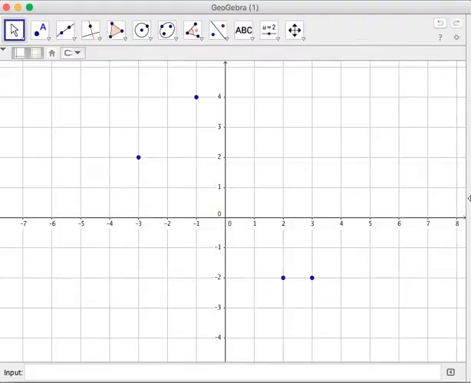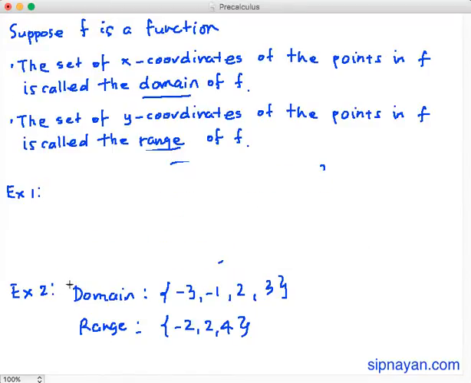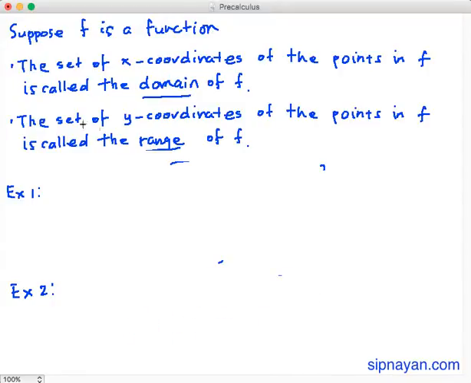What about the range? Tingnan naman natin yung y, no? So ang y natin dito is negative 2. Pareho yung y nila, no? This is negative 2. We have 2, katapat niya. And we have 4. So negative 2, 2, and 4. Yan yung ating range. Okay, so let's have more examples. Example 3 and 4. We'll have 2 more examples and then we end, no?